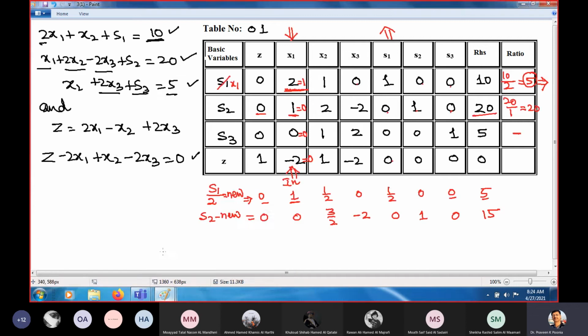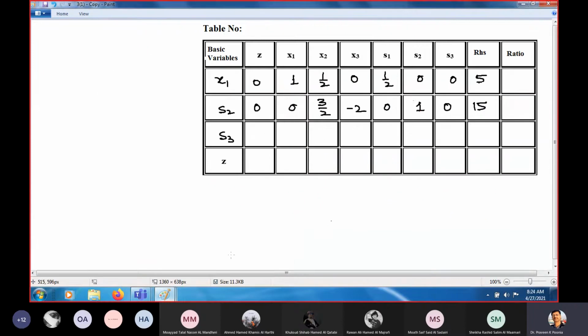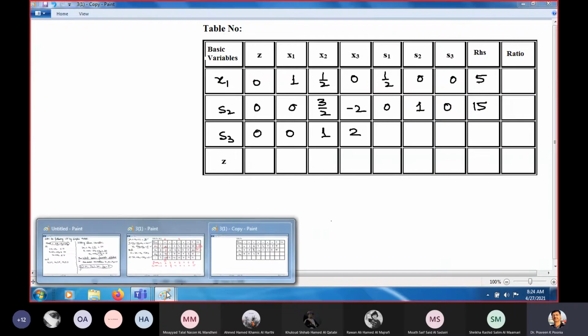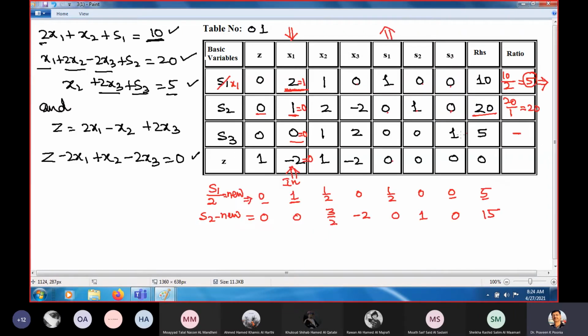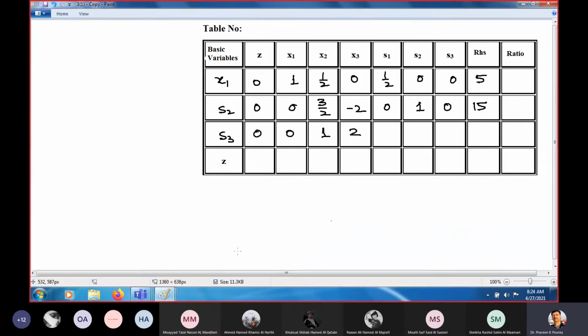Now the next one, we need to make 0. Oh, this is already 0. No need to change it. This is already 0, so copy same to same: 0, 0, 1, 2. No need to change because 0 is already there. And 0, 0, 1, 5. Now the last one.